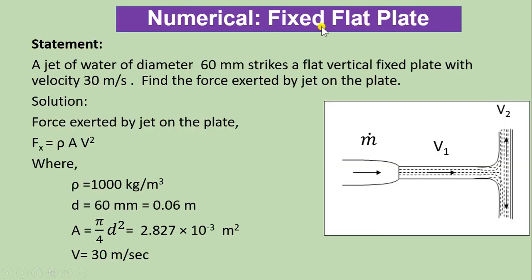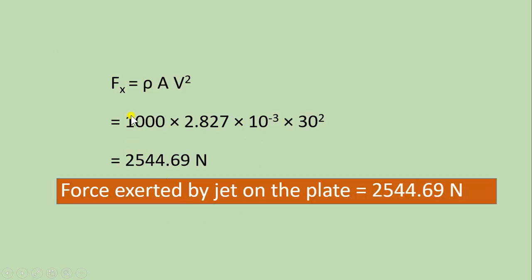Let us see a numerical on fixed flat plate. Here the statement given: a jet of water of 60 mm diameter strikes a flat vertical fixed plate with velocity 30 meter per second. To find the force, let us use the formula. Density we know for water is 1000 kg per meter cube. Diameter given in mm, converted into meter. Area is pi by 4 into d square. Putting the diameter value, we get area in meter square. Velocity is given, putting the corresponding values in rho A V square, we get the value of force in Newton, that is the force exerted by the jet on the plate.